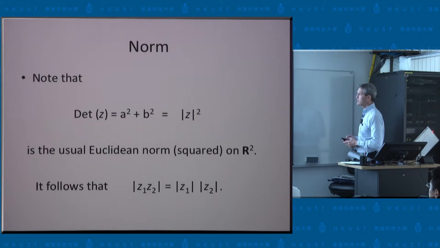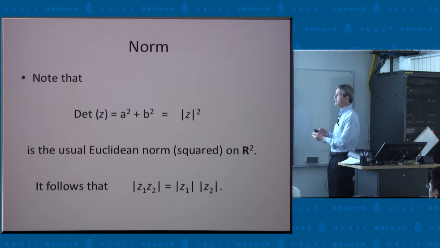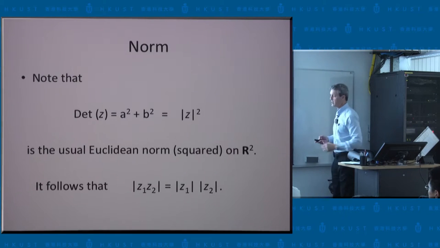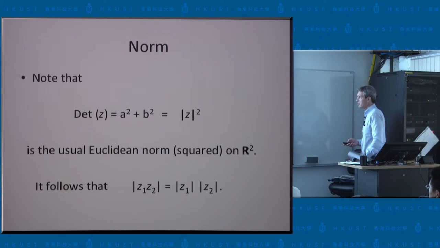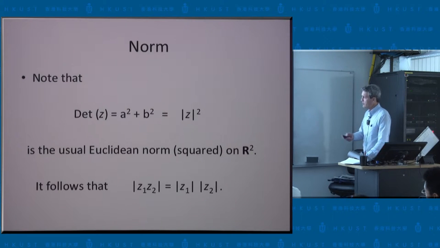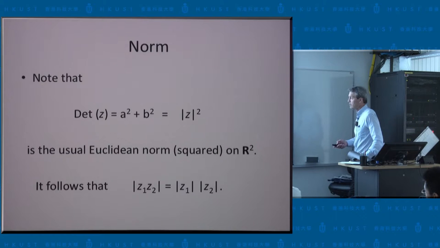And the quaternions, just before we go on, let me notice that the determinant of this matrix is a squared plus b squared, which is the Euclidean squared length of that vector (a, b) considered as a vector. It's the usual Euclidean norm squared on R2. And since determinant is multiplicative, it follows that the norm of the product is the product of the norms.